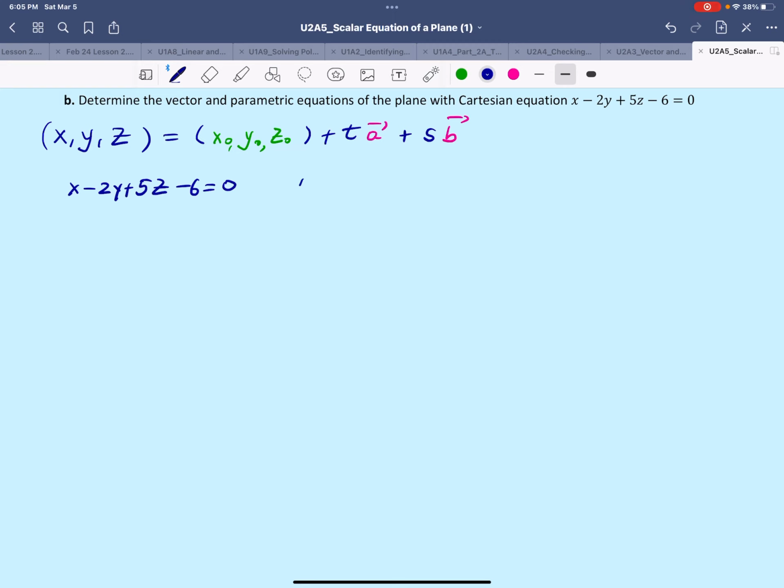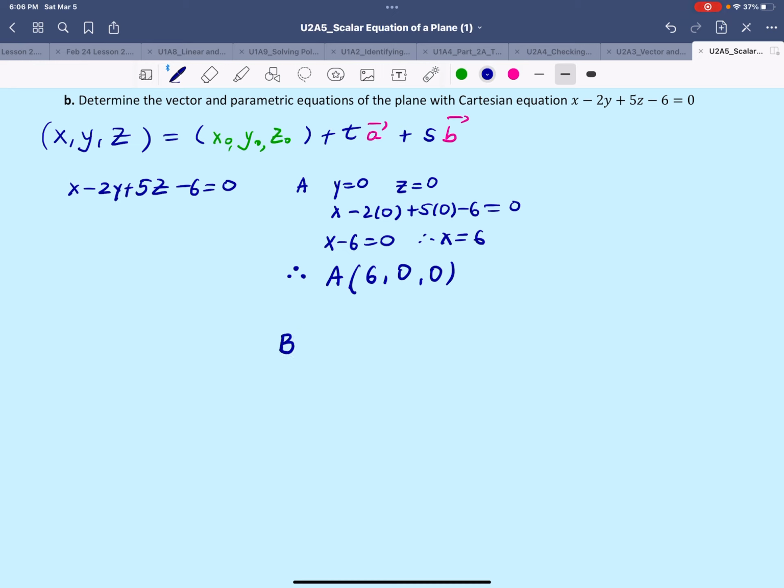The first point I'm going to pick, I'm going to call this point A, and I will give the y value 0 and the z value of 0, and find the value of x. So we'll have x minus 2 times 0 plus 5 times 0 minus 6 equals 0. So this would be x minus 6 equals 0, or x equals 6. So that means that point A would have the coordinates x equals 6, y 0, and z 0.